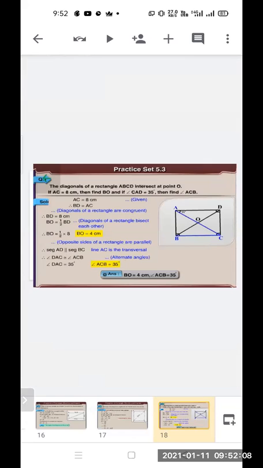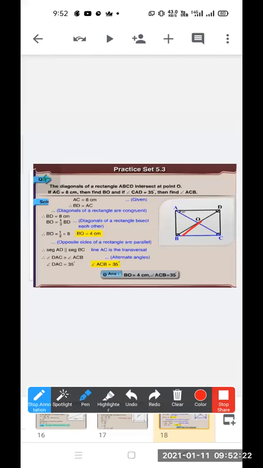So we can find BO. BO will be half of BD. Why? Because the diagonals of a rectangle bisect each other. So BD is given 8, so BO will be half of BD, which means BO will be 4 centimeter.